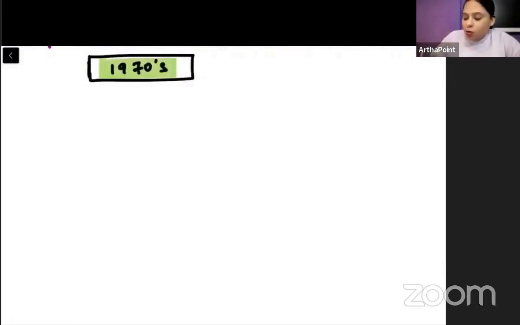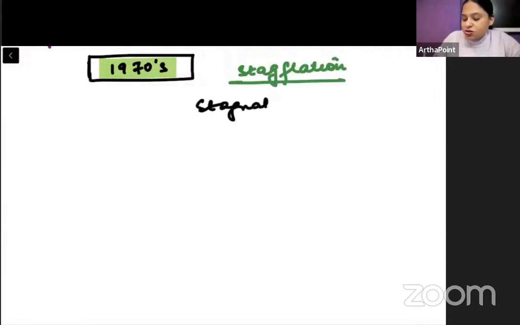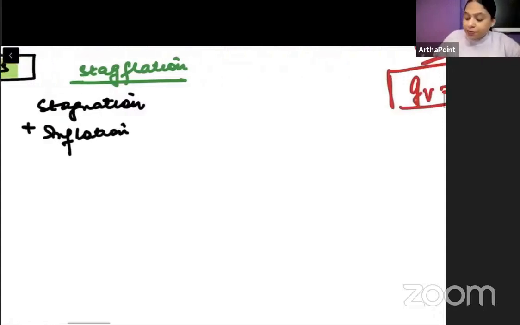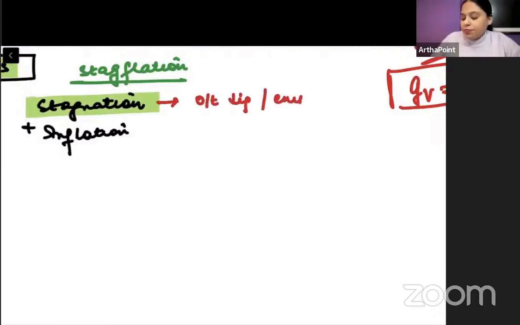Why it gained its popularity? Because during that time we had stagflation. So we had the presence of stagnation plus inflation. Stagnation माने क्या? Stagnation माने the output was low. It was less than full employment. Employment was low. Unemployment was high.